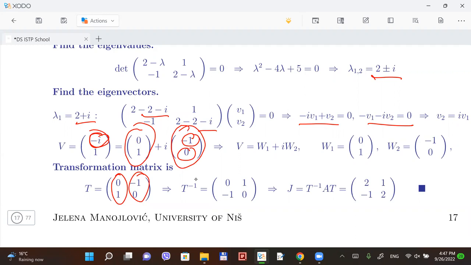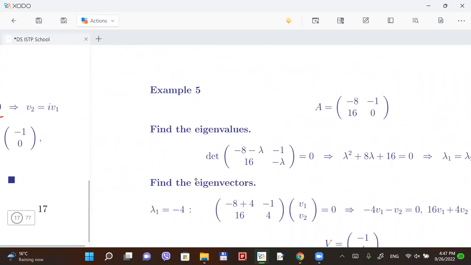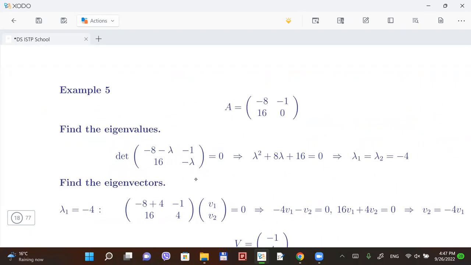In this case, you will always get the complex eigenvector, but you separate the real and the imaginary part. The real part will be the first column, and the imaginary part of the eigenvector will be the second column. And in this third case, now we have a double root of this matrix. So this quadratic equation has a double root, minus 4.